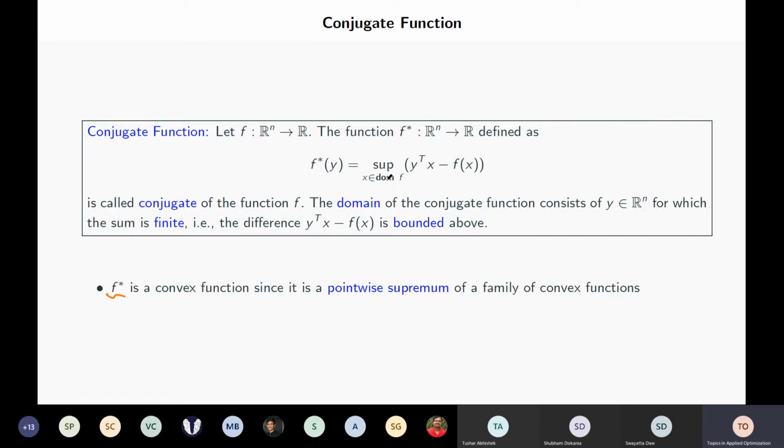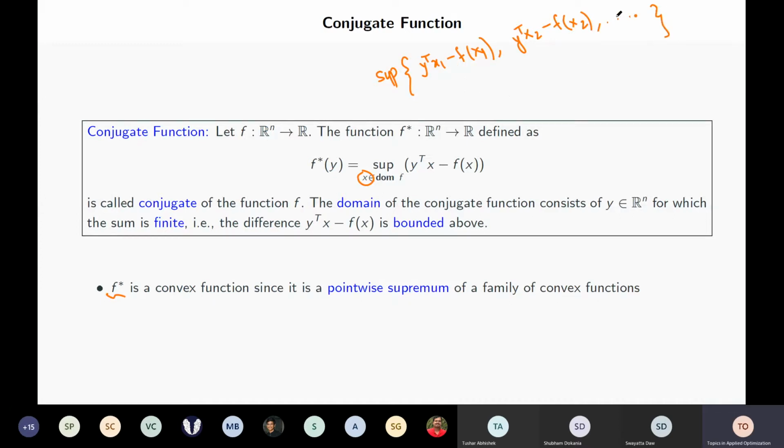This is of the form supremum of these functions. The way to write this is a supremum over all the x. Let us say some arbitrary points x are there, and let us say we number them. Technically we may not be able to number them because they may not be countable, but it is something like this: y transpose x1 minus f(x1), then y transpose x2 minus f(x2), and so on.